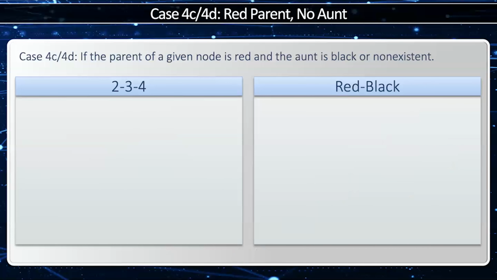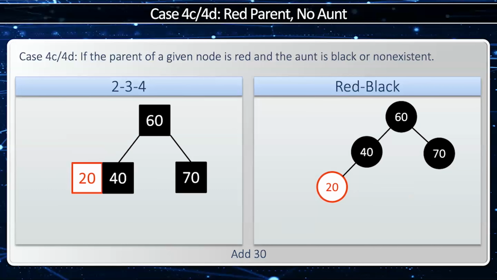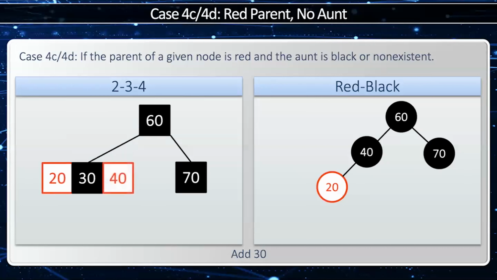One final case here. This is another example where a parent is red and the aunt is black or non-existent. So I'm going to have this case right here, and I want to add 30. So on the 2-3-4 tree, 30 is less than 60, so I go left, and it's going to go between 20 and 40. So what am I going to do? I'm going to scooch over that 20. I'm going to add the 30, which is going to become the new black node, and then I'm going to recolor the 40 as red. Now I'm finished. Notice how I only altered a single node, just like before. I didn't actually alter the structure of the tree.